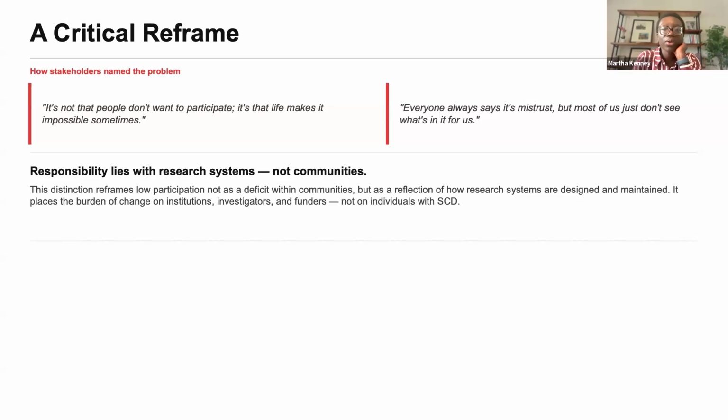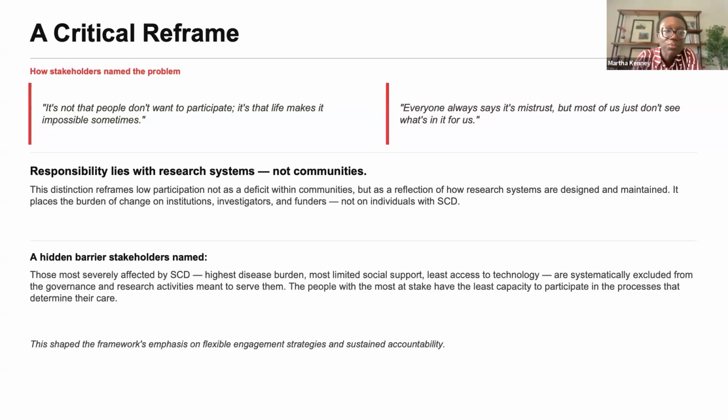And I think one thing that our stakeholders felt is really important to emphasize is that the responsibility for all of these contexts and barriers is not with the community, it is with the research system itself. And so I put some quotes here because I thought they were pretty telling. One quote is that it's not that people don't want to participate, it's that life makes it impossible sometimes. And then everyone always says that it's mistrust, but most of us just don't see what's in it for us. And so the responsibility lies with the research systems and not with the community. And so this is a reframing that is really important when thinking about the context and the barriers within this theory of change.